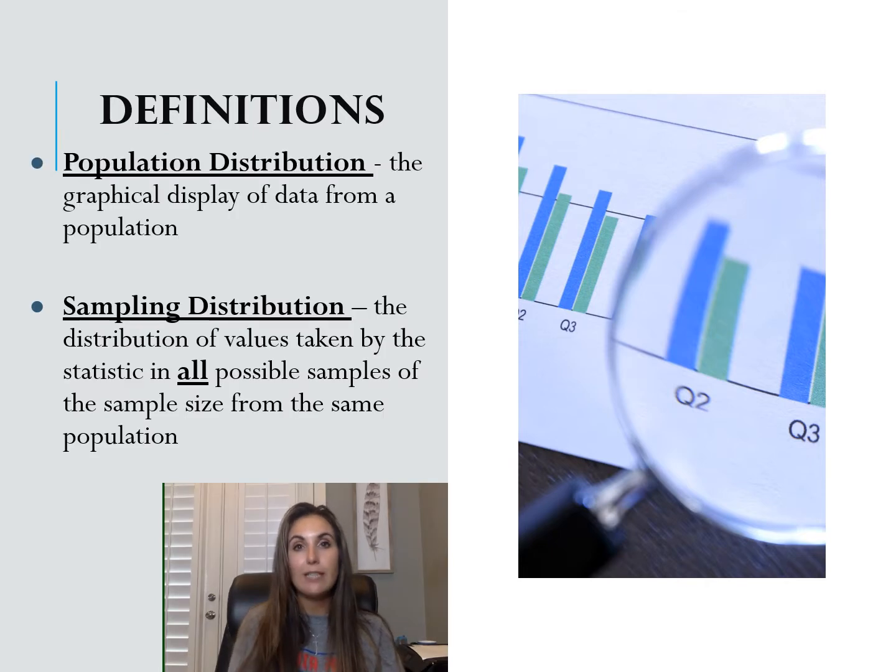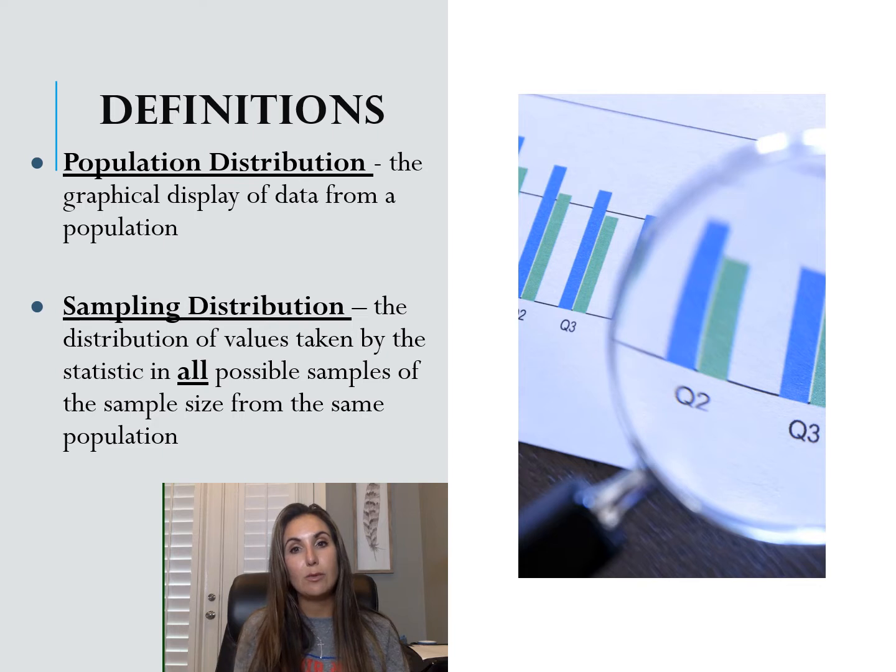We're in Chapter 18, which is sampling distributions for proportions. There are several definitions that we need to go through, the first being population distribution. This is just the graphical display of data from a population, so this is just whatever raw data you get from a population and you put it on a graph. Then we have sampling distribution.